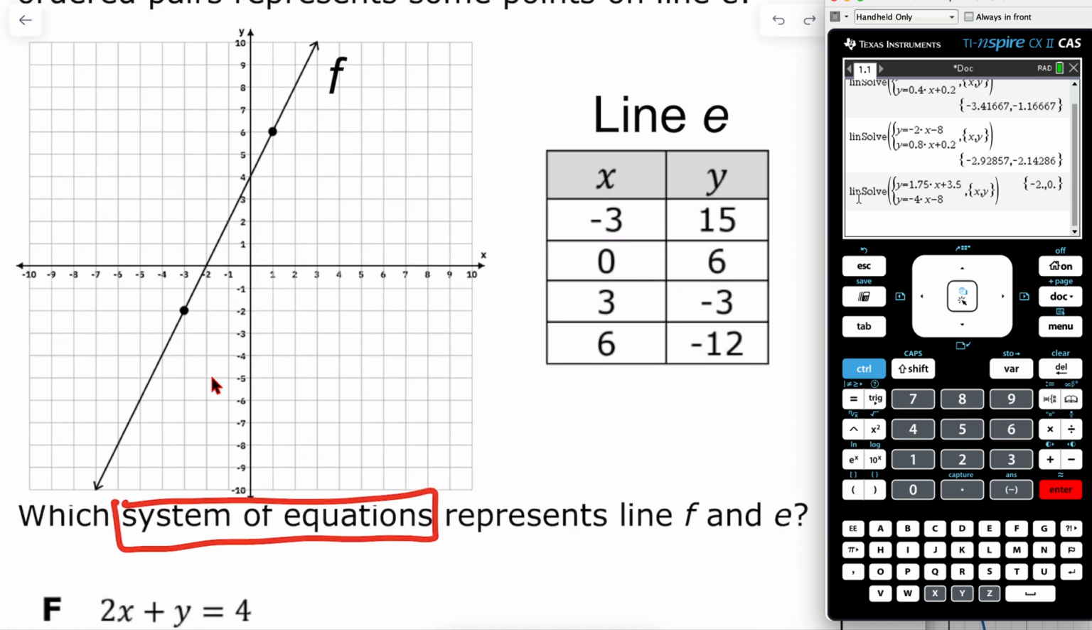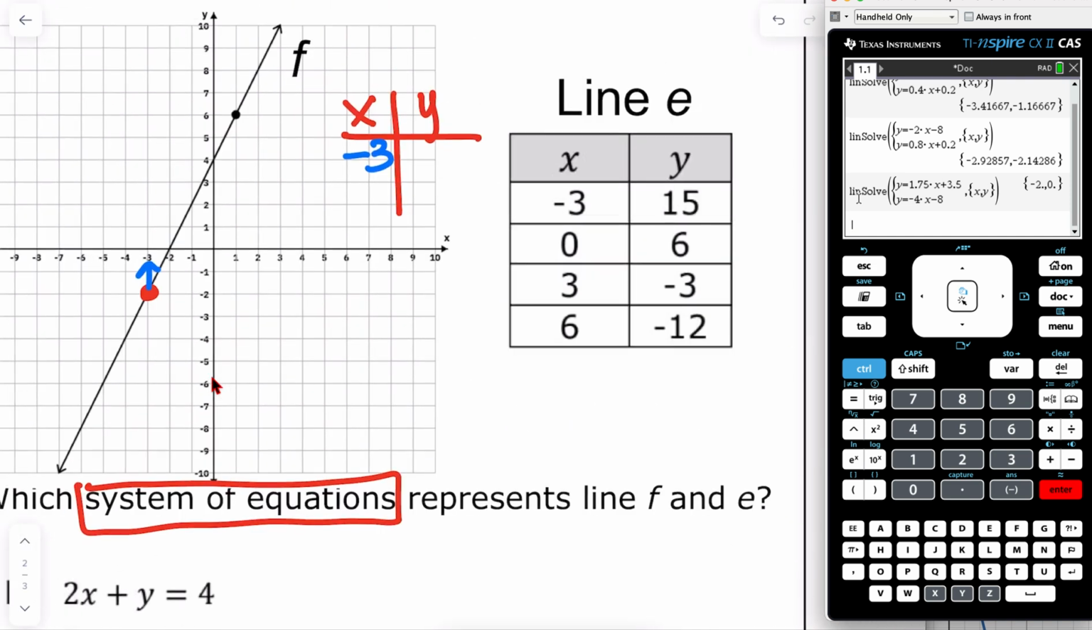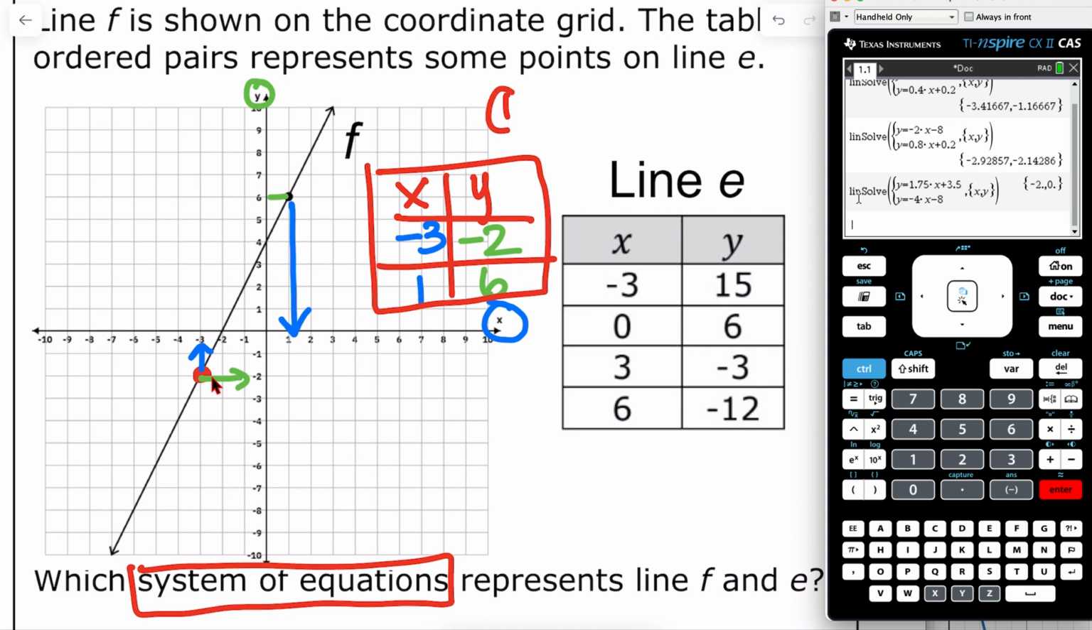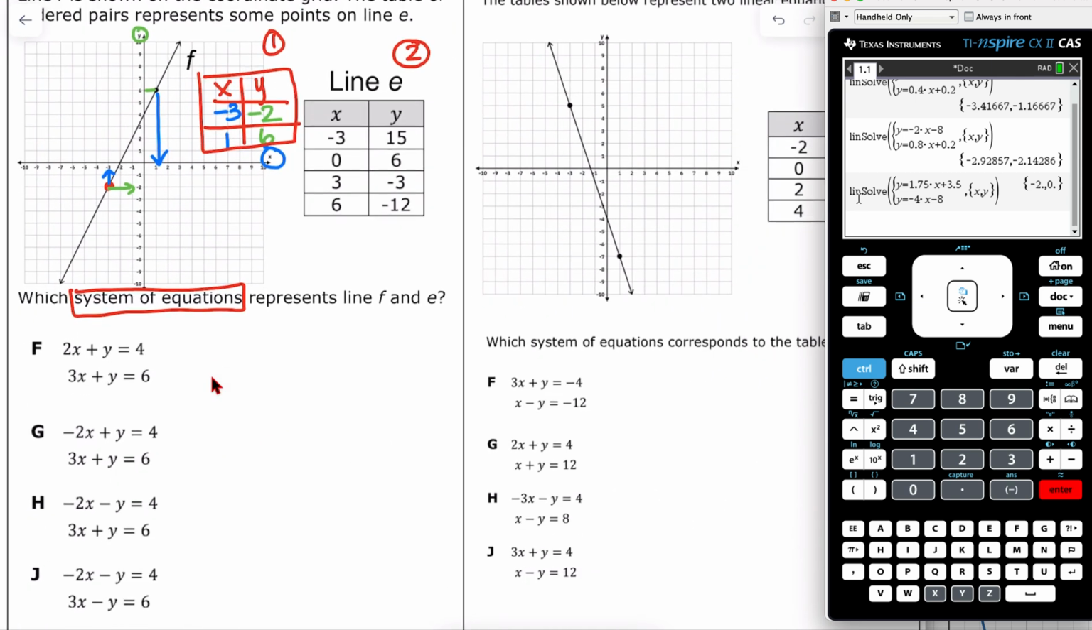So I have this point right here. Remember, for a table, it's always x and then y. So my x value for this point is going to be negative 3. My y value is going to be negative 2. Then my next point, my x value is going to be 1. My y value is going to be 6. So now, instead of one table, I now have two tables, so we can do the same thing we just got done doing.